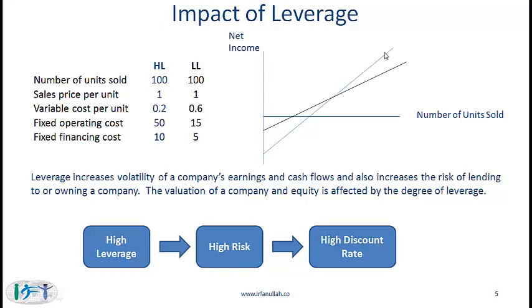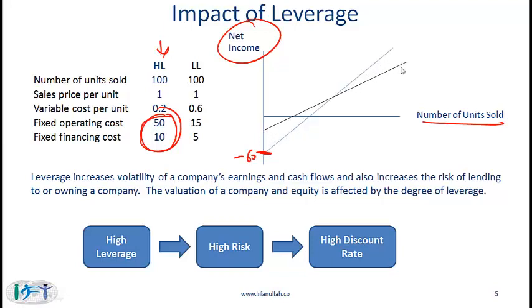This blue line represents the net income for different numbers of units sold for the high leverage company. This intercept over here is going to be minus 60 because this point represents 0 sales. If there are 0 sales, then the net income is minus 60 because of these two numbers. But as sales increase, the net income increases at a relatively high rate.